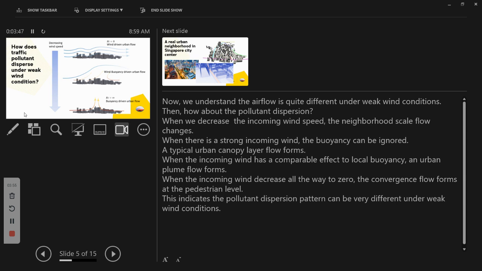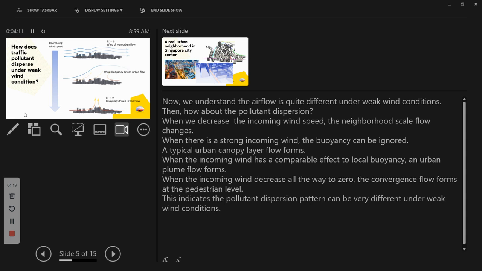Now, we understand the airflow is quite different under the weak wind conditions. Then, how about the pollutant dispersion? When we decrease the incoming wind speed, the neighborhood scale flow changes. When there is a strong incoming wind, the buoyancy can be ignored. A typical urban canopy flow forms at this condition.